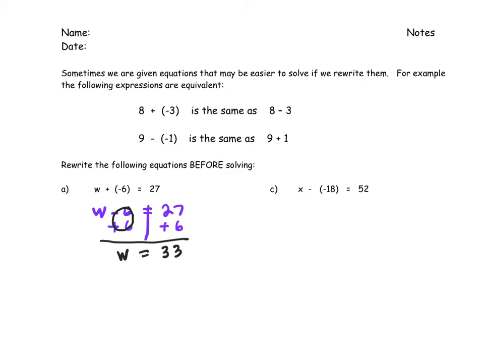So using letter A as an example, would you please try letter B? Please rewrite the equation first, and then solve it. You can pause the video and start it when you're ready to look at the answer.